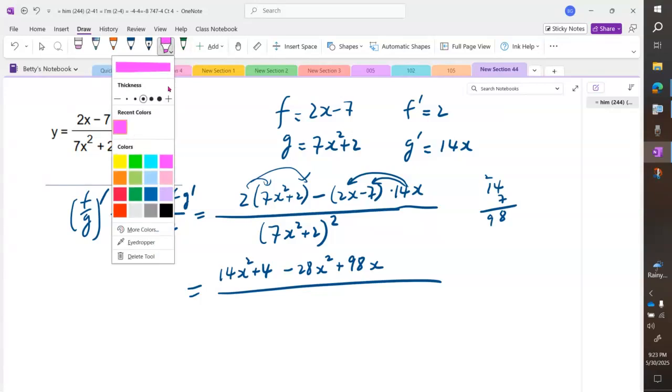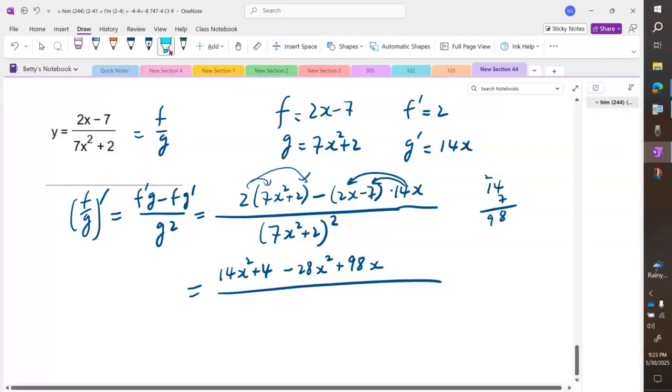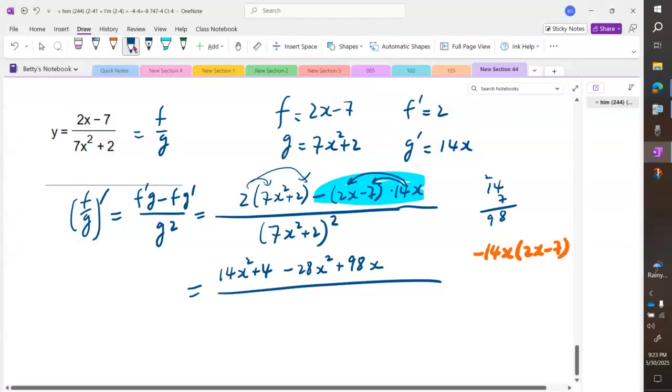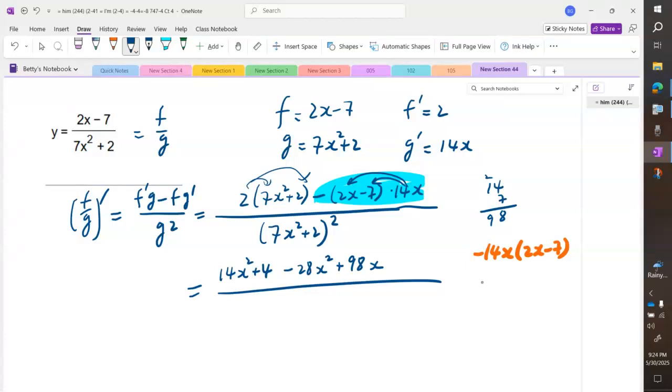So this part, if you don't feel comfortable with the 14x to the right, you can rewrite it. You can write negative 14x times 2x minus 7, right? It actually, for me, feels better. So negative 28x squared, and then negative times negative is positive 98 times x. Okay, it's correct.